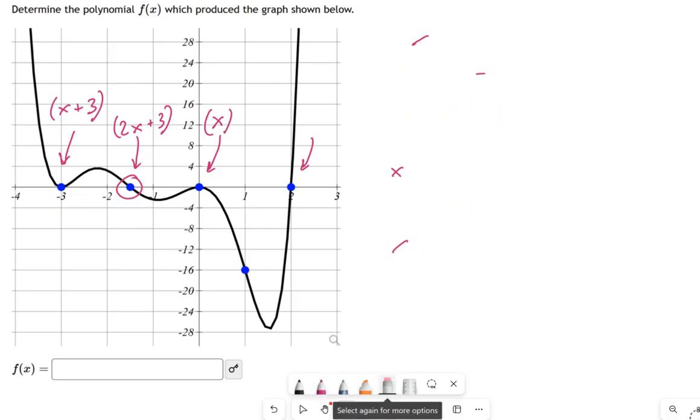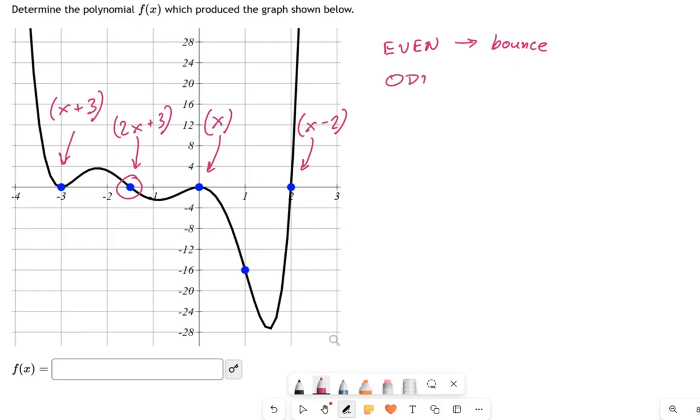And then the last one, let's just clear some space here. The last one over here, that's just going to be x minus 2 by the same exact method. Now comes the exponents. The exponents are even exponents when you have a bounce, and they're odd exponents when you have a cross. So let's do that. Let's make even exponents of 2 wherever I see a bounce, and odd exponents, in other words 1, whenever I have a cross.